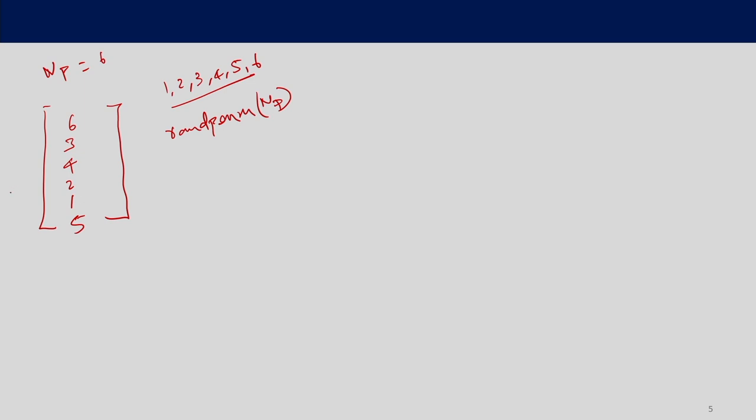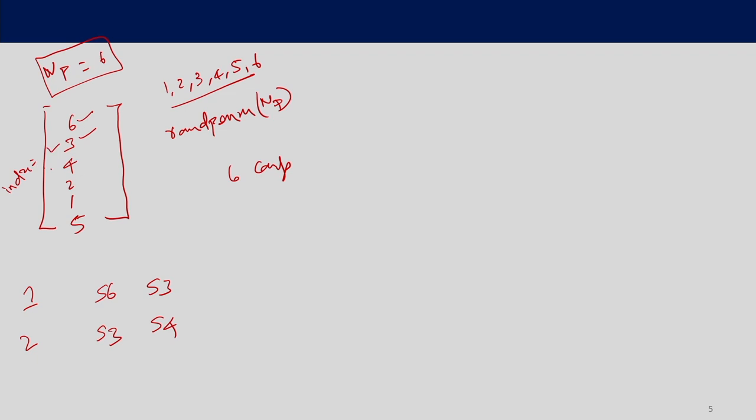So this is what we will be indicating by the variable INDX. Since our population size is 6, we need to conduct 6 competitions. The two neighbors are going to compete. The first competition is going to be between solution 6 and solution 3. The second competition is going to be between solution 3 and solution 4.